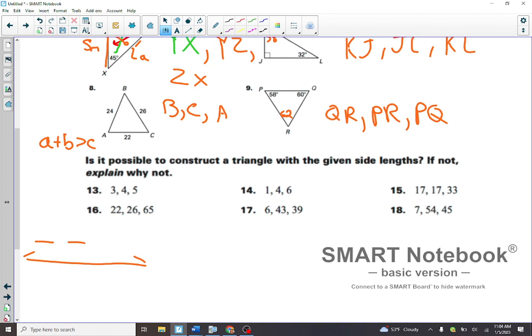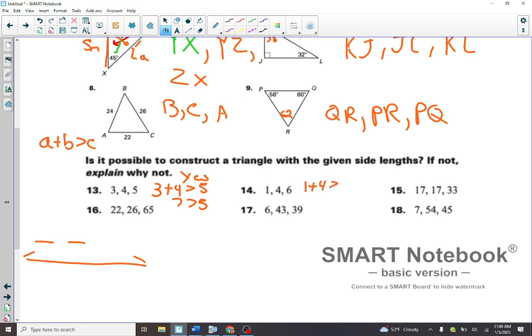Oh, okay. So for number 13, 3 plus 4 has to be bigger than 5. 7 is bigger than 5. So this is a yes. So how would you show your work? 7 is greater than 5? Yes, that's all you do. It's yes, no, yes.